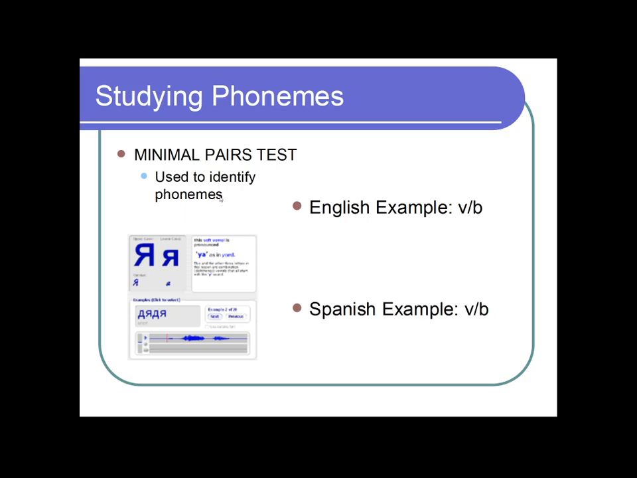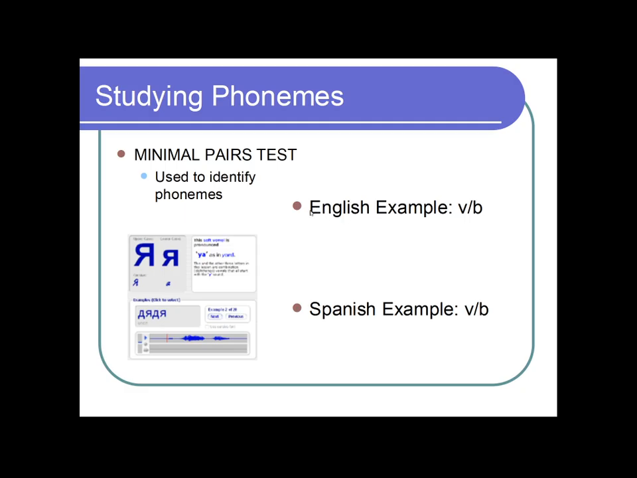So once again, what you're going to do is you're going to need at least one native speaker, preferably more. And you're going to take a word and you just change one sound in the word. And then you ask the native speaker if the change that you made changed the meaning of the word. If it did, then you identified a phoneme. That sound that you changed was a phoneme in that language.